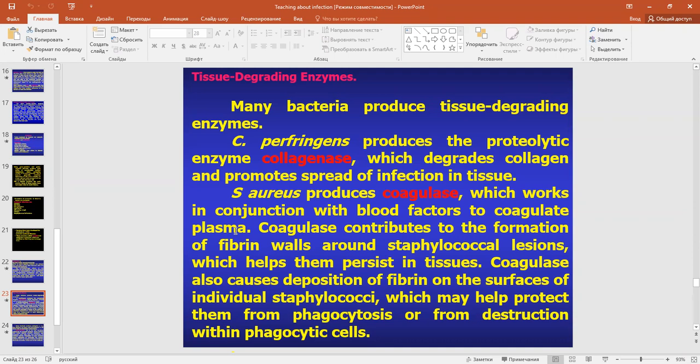They are not recognized by immune cells and not available for antibodies. So coagulase is a pathogenicity enzyme, of course. Coagulase contributes to the formation of fibrin walls around staphylococcal lesions, which helps them persist in tissues. Coagulase also causes deposition of fibrin on the surfaces of individual staphylococci, which may help protect them from phagocytosis or from destruction within phagocytic cells. So staphylococci are not recognized. Really, they have no capsule, but they are able to create a capsule from plasma inside the human body.